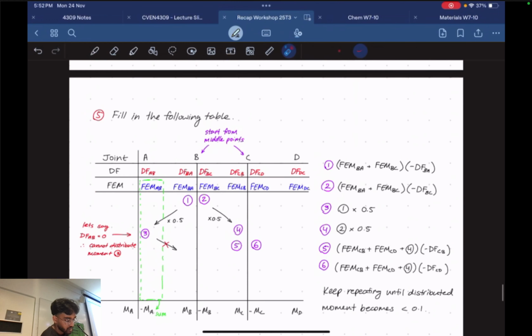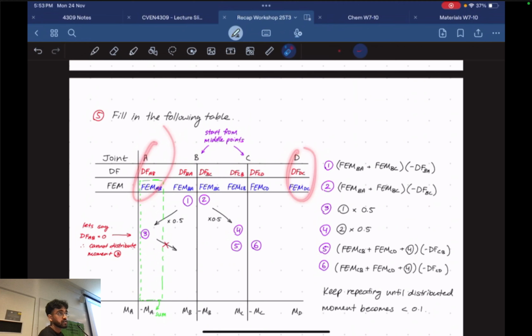Now, the second last step is to fill in this table. Okay, so you're going to have to memorize this table. You're going to have to find the values for distribution factor and your fixed end moments for each node. For each node, yeah. And a trick is to start from the middle. So you don't start from the end moments. You start always from the middle.